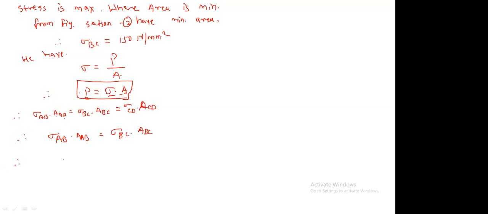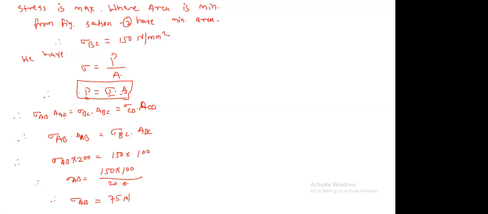Okay, therefore sigma of AB as it is into area of AB, which is given as 200, is equal to sigma of BC, means the maximum stress value 150, into area of BC, which is 100. Now calculate: sigma of AB is equal to 150 into 100 divided by 200. Therefore, sigma of AB value, what is the value? Calculate the answer. 75. 75.